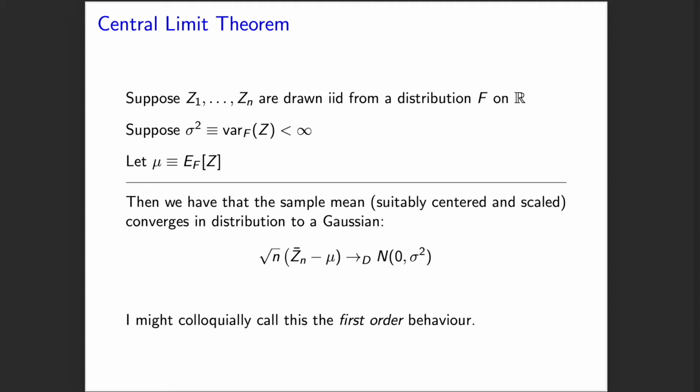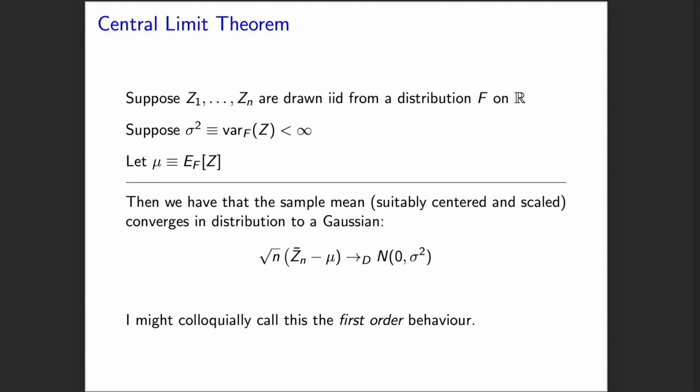So let's just remind ourselves again of our setup. We have n random variables that are drawn independently and identically from a distribution on the real numbers. We imagine that they have a variance that exists that is less than infinity, and we let mu denote the mean of these random variables.